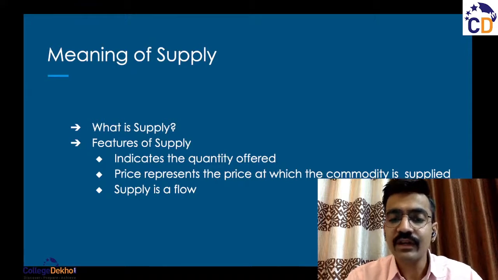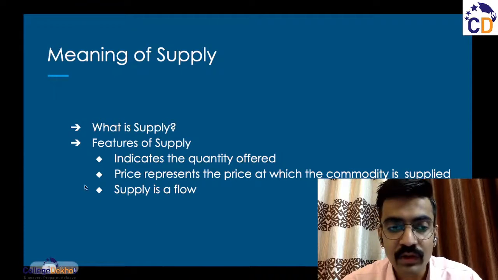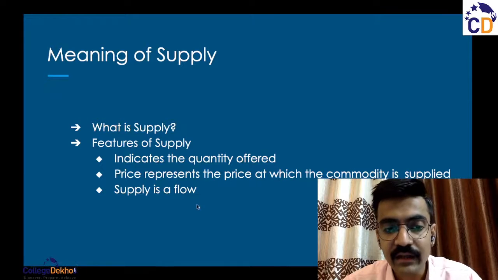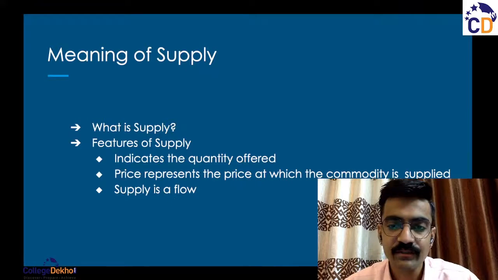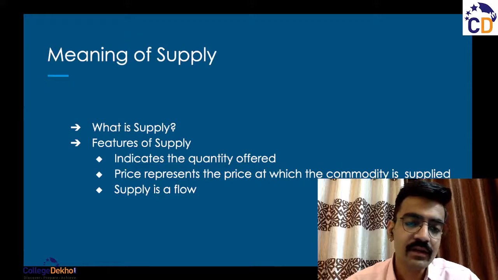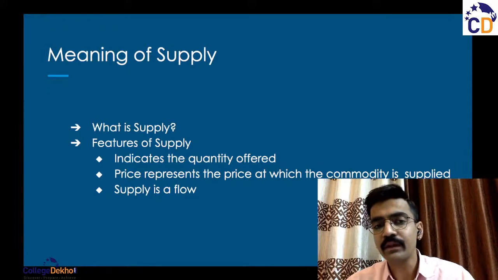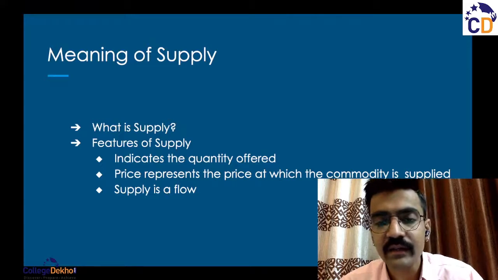Now the next feature is that supply is a flow that is never ending. That is why the word flow. It has a time unit attached. The supply has to be either per day or per week or per month. Supply is calculated like that, it is represented like that.